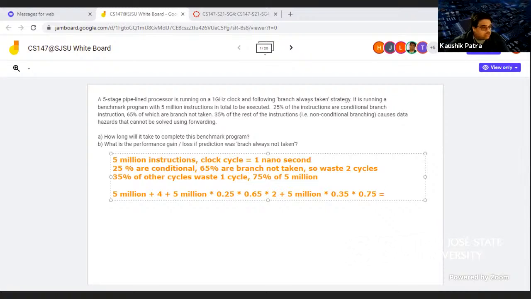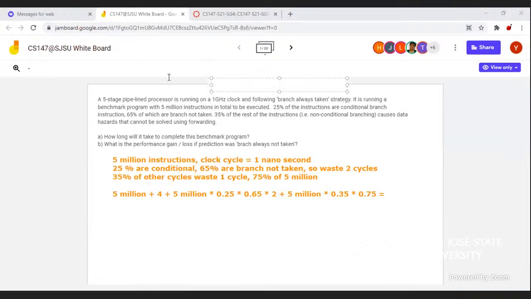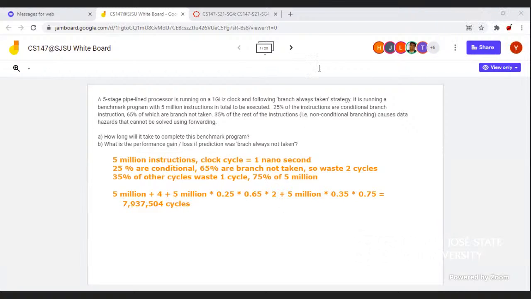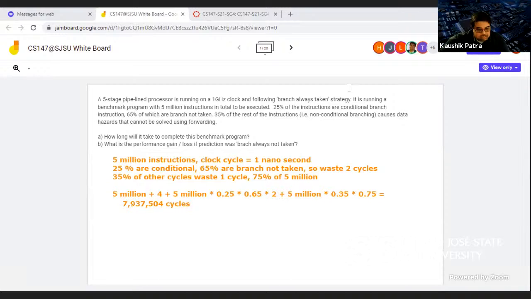Okay, so what was the final answer for A? I have the number right here. The final answer was this. So that much nanosecond basically. Yes. And in terms of millisecond, it will be about 7.9375.